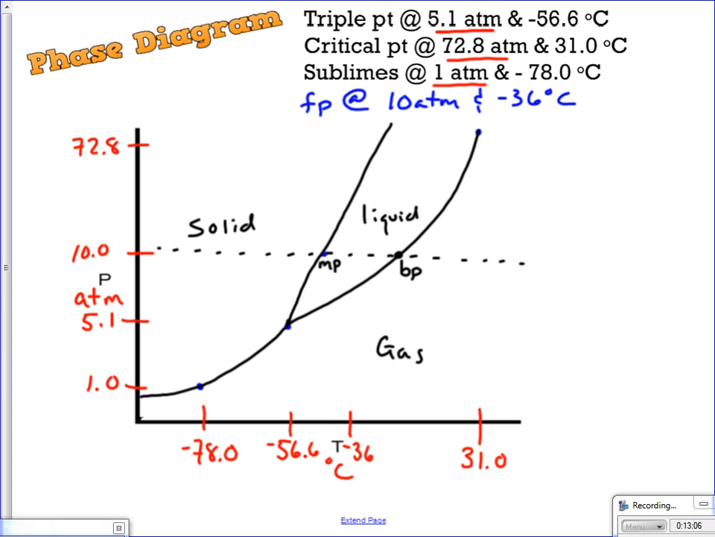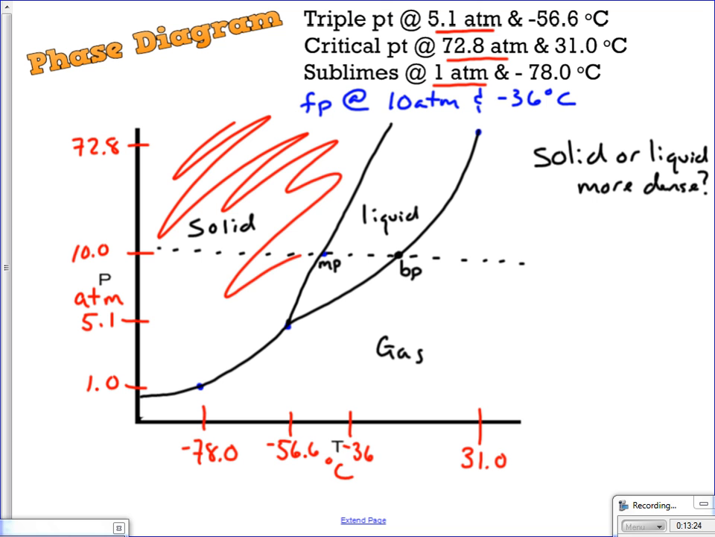So then I could ask some different questions. I could ask, is the solid or is the liquid more dense? Well, because of this shaded area, it's all above the liquid, and the fact that this line right here is a positive slope, I would say that the solid is more dense than the liquid.